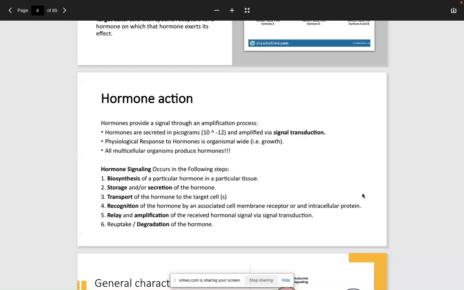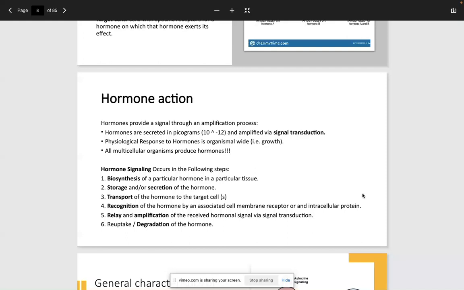And from there, it's transported. It's transported within the blood. We know that it's bound to proteins such as albumin and things like that. Albumin is a protein that is present within the blood. It's often used to transport different hormones and things like that. From there, once it's transported to its desired location, the receptor is going to recognize it.